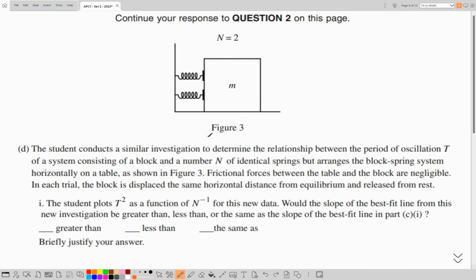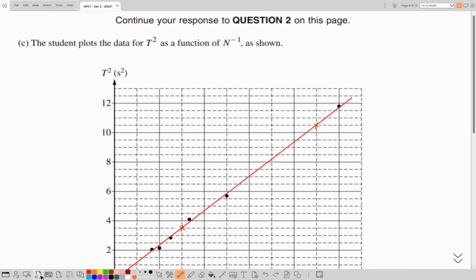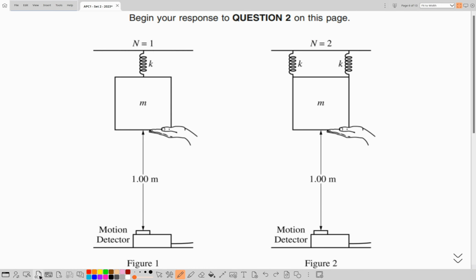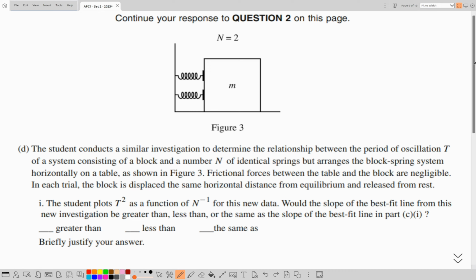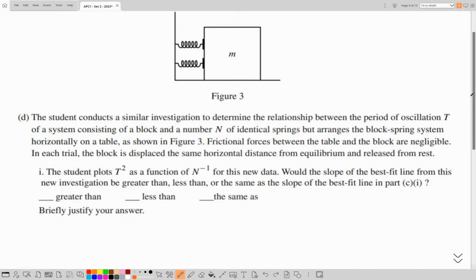Then what's the difference between figure 3 and figure 2 is that in figure 2, the configuration is set to be a vertical oscillator, and in figure 3, the oscillator is set to be horizontal. Frictional forces between the table and the block are negligible. In each trial, the block is displaced the same horizontal distance from equilibrium and released from rest.